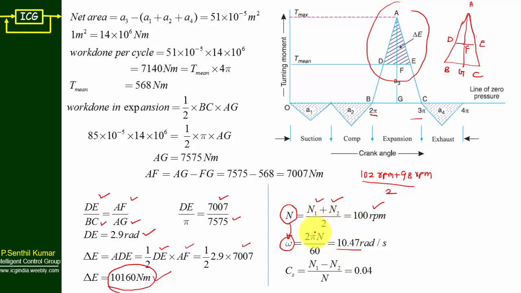So with these details I can find CS. CS is not given, but we can find CS using N1, N2. CS equal to range of speed divided by average speed. N1 minus N2 divided by N. 102 minus 98 divided by 100. So CS equal to 0.04. So with this detail, now I can find the I value.